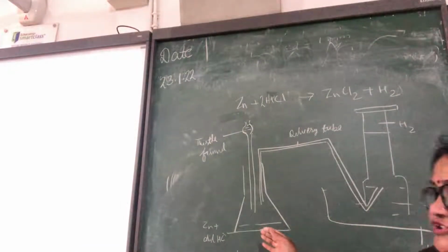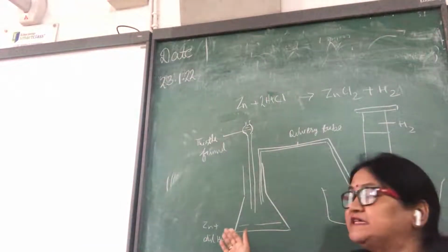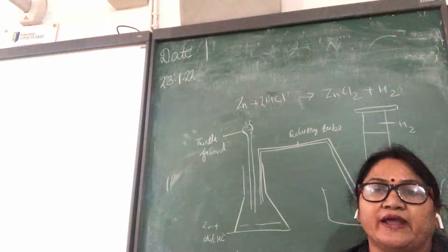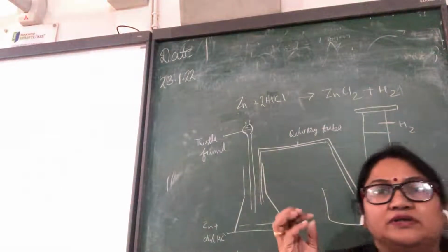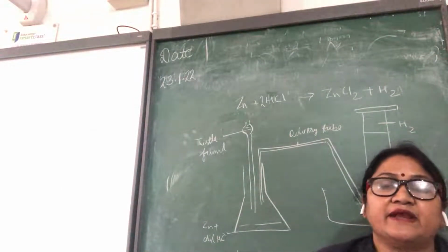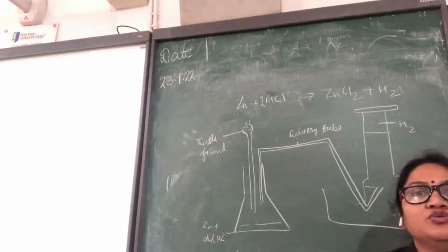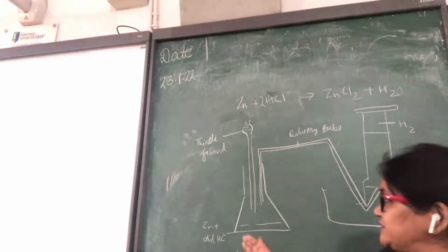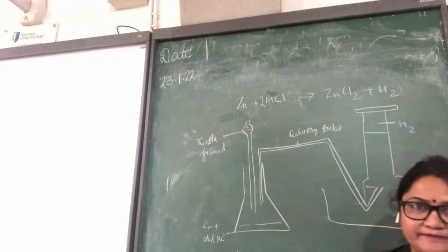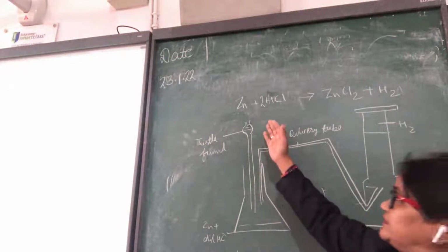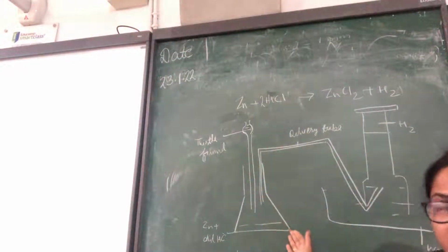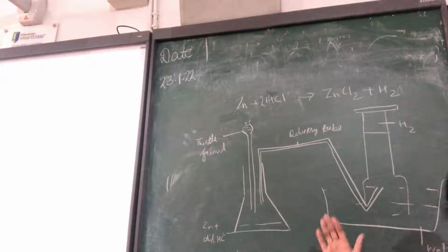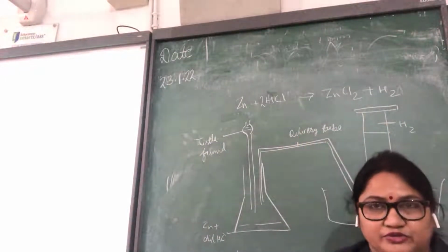Here one question comes: why are we taking zinc granules? In the granules, some impurities are present, and they act as a catalyst to speed up the reaction. That is why we are taking zinc granules here. So this is the laboratory preparation, the lab method of preparing hydrogen.